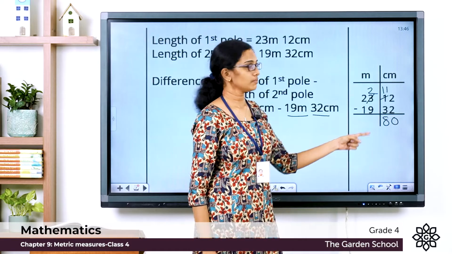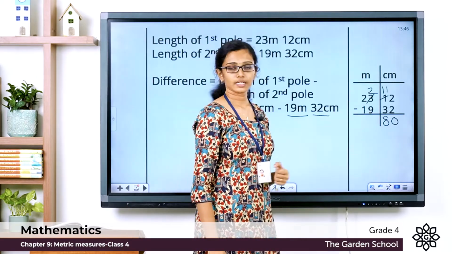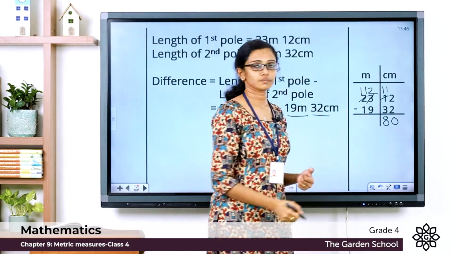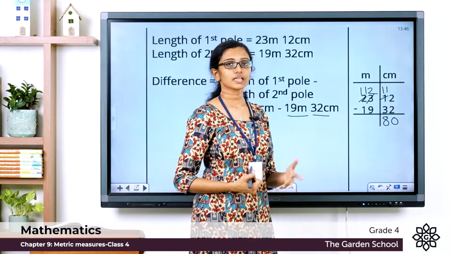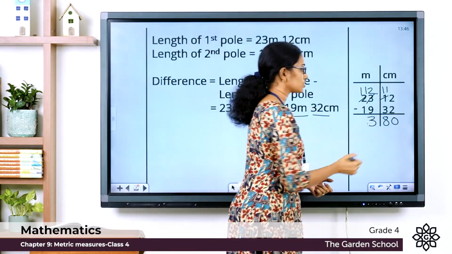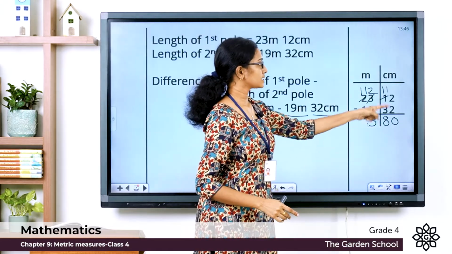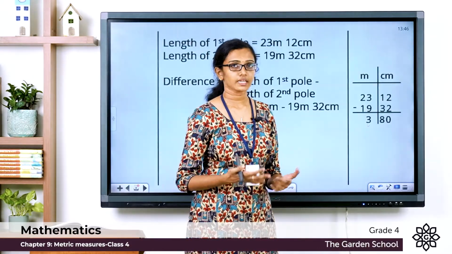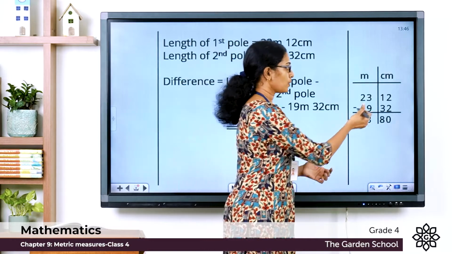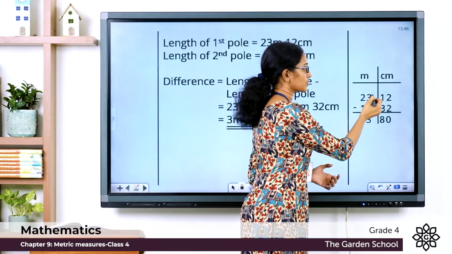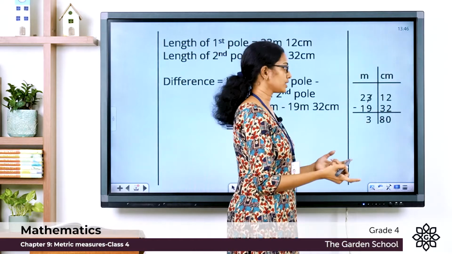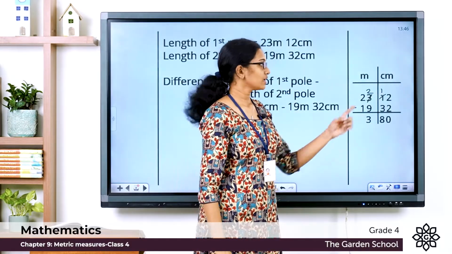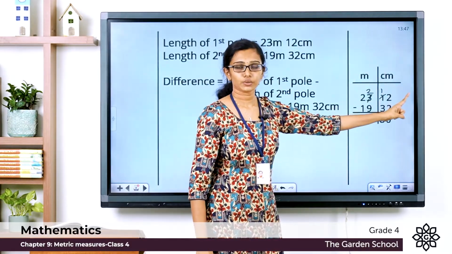Now in the meter column we have 2 minus 9, which we cannot do. So again we are borrowing from the next place. So this becomes 1, this becomes 12. So it is 12 minus 9, which is equal to 3. So here we have 3 meter 80 centimeter as the difference between the lengths of the poles. You have to keep in mind that we borrowed 1 meter from the meter column and gave it to the centimeter column, right?